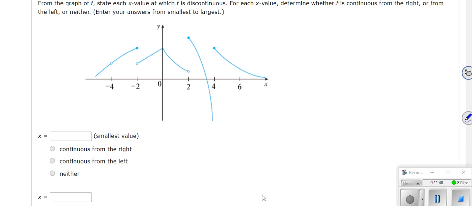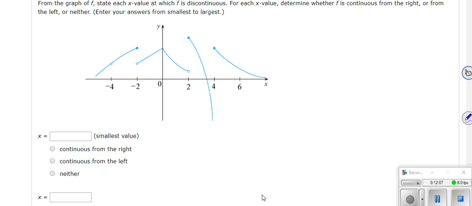So first of all, number one here: from the graph of f, state each x value at which f is discontinuous. Well, you can obviously see the discontinuous parts just by looking. But here's the trick. For each x value, determine whether f is continuous from the right or from the left or neither. Enter your answers from smallest to greatest. So they want you to look on the x-axis from the left and go to the right.